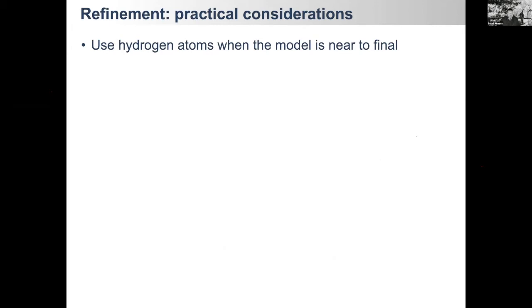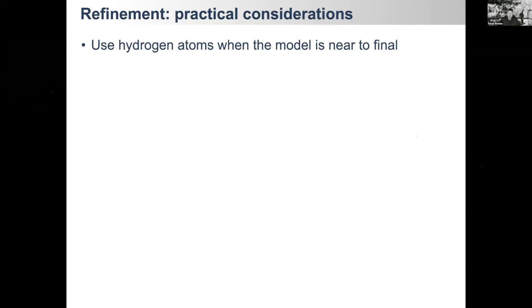Now this is a popular topic that comes up in mailing lists every time. So, use hydrogens. Yes, do use hydrogens, but do it wisely. Use them when your atomic model is near to final. If you have a very crude model with lots of clashes where you need to rebuild a lot of stuff, and you expect the model to change a lot, it probably doesn't make sense to use hydrogens, because that does add complexity to your structure.